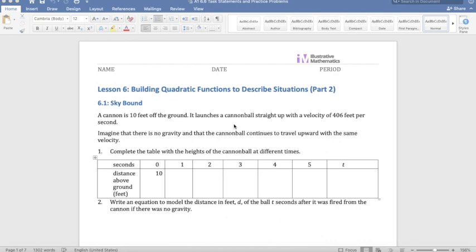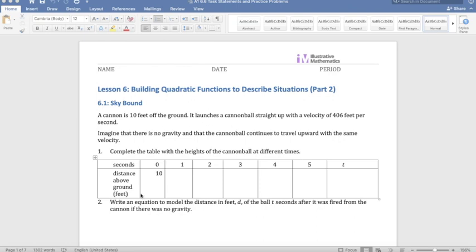All right, good morning, Algebra 1. We're going to do one more lesson on quadratic functions, and we're going to talk about a lot of new vocabulary today, more towards the end of the lesson and throughout. So it's really important that you get to the summary at the end of the lesson so we can talk about the vocabulary. To get started, we have a cannon that's 10 feet off the ground.